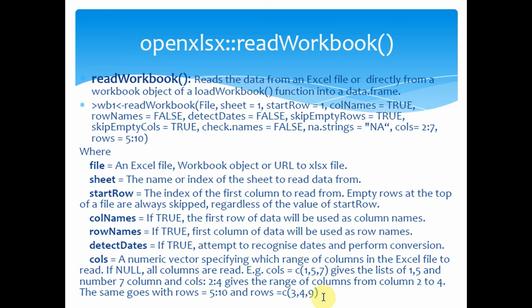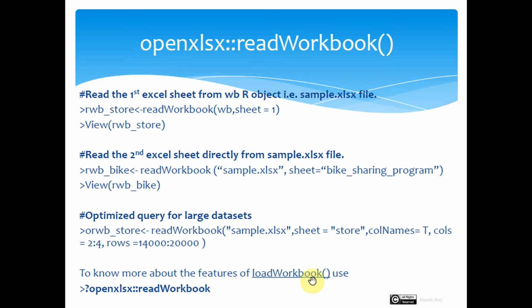Let's see this with the help of an example. First, we will read the first Excel sheet from the workbook R object. This is the sample.xlsx file from our previous example. Type the function, our object name WB, then the sheet number, and it's done. View the data using View.